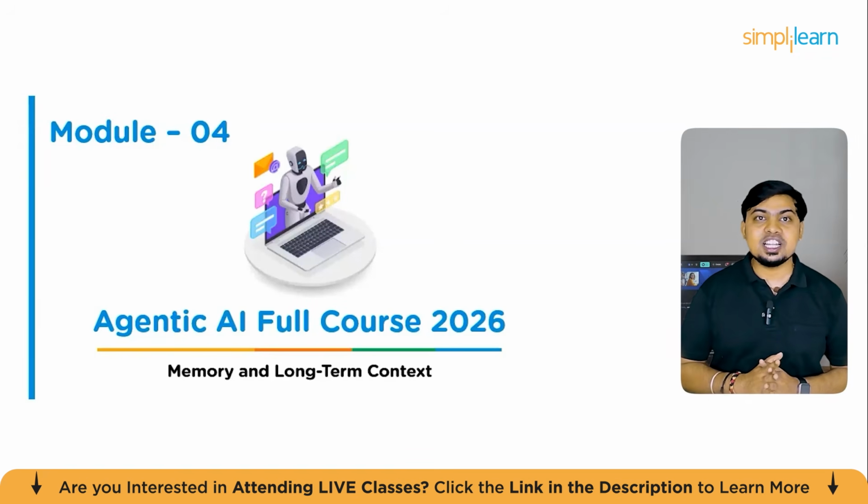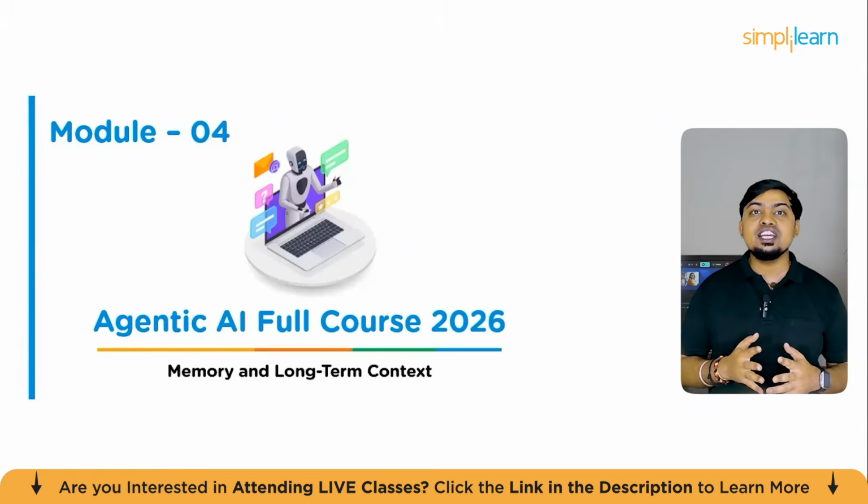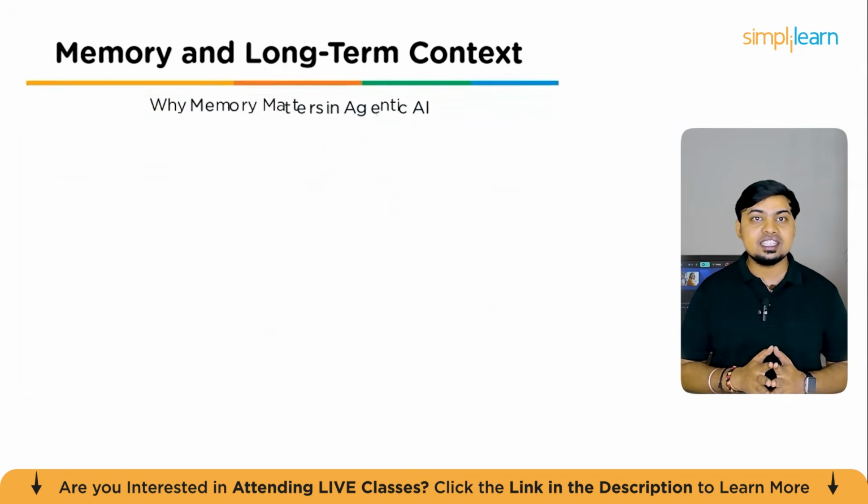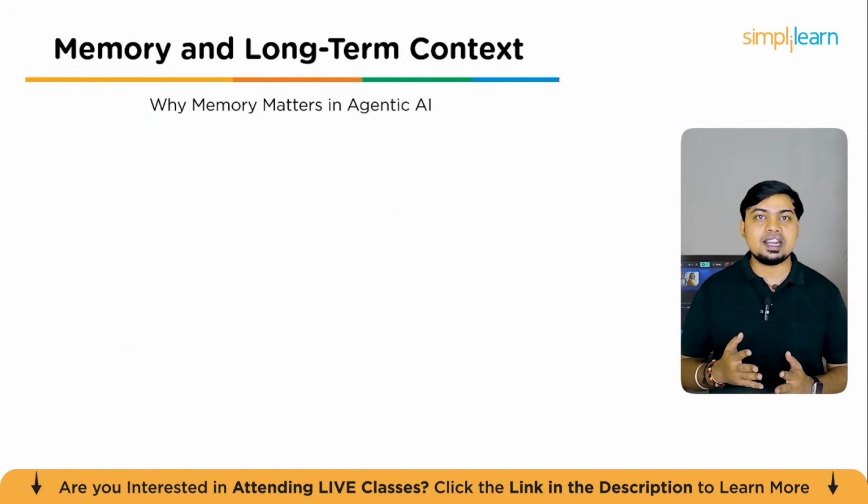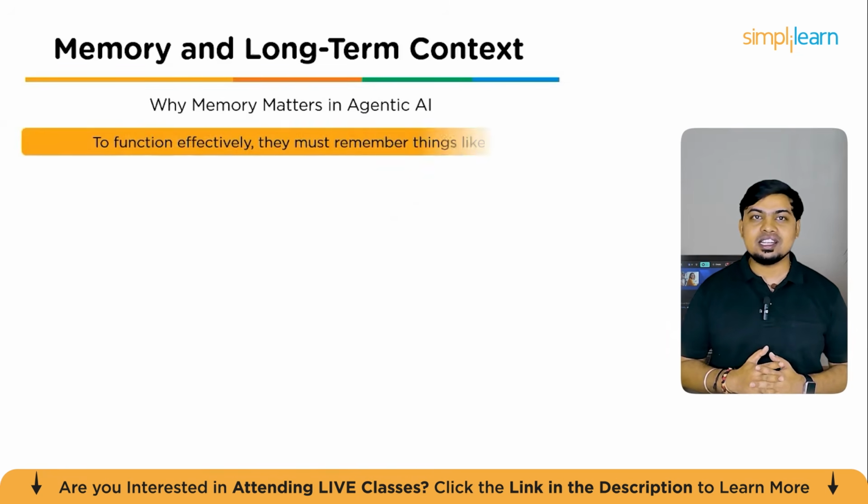So in this chapter, we will explore why memory matters, the different types of memory used in agentic AI systems, and how persistent context dramatically improves agent performance. Now, why memory matters in AI agents. AI systems rarely operate in a single step. They often execute multi-step workflows, sometimes across multiple sessions or even long time periods.